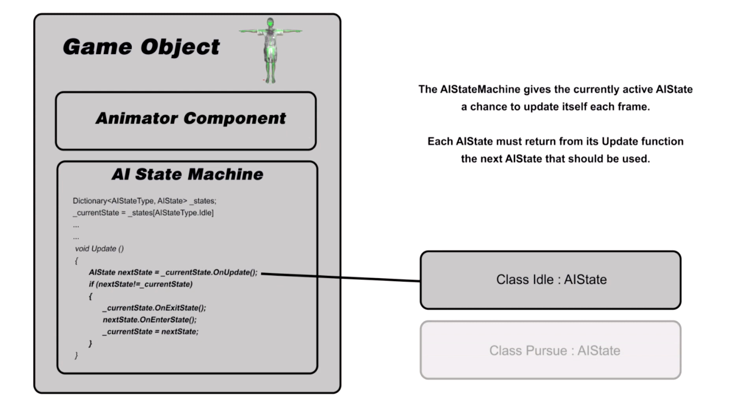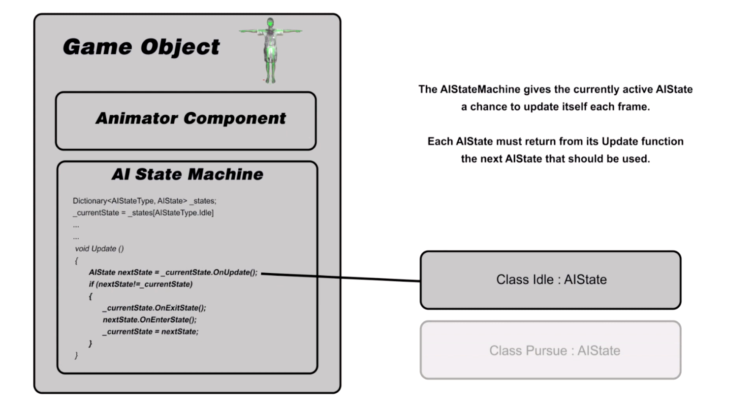Because our AI state machine is a MonoBehaviour, it will have its Update method called each frame by Unity. The AI state machine will then give the currently active state a chance to update itself. An individual state can do pretty much anything it wants. The state machine doesn't even really understand or care what the state is. It just knows it has to tell it to update itself.